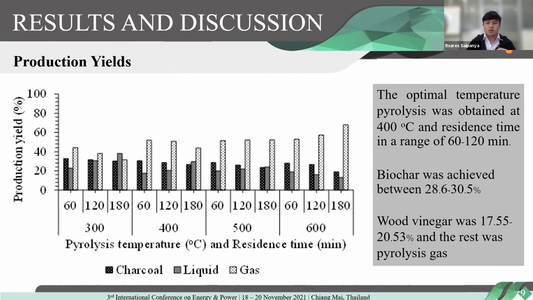Production yield: the optimum pyrolysis temperature was obtained at 400 Celsius degrees and residence time in a range of 60 to 120 minutes. Biochar was between 28.6 to 30.5%, wood vinegar was 17.55 to 20.53%, and the rest was pyrolysis gas.